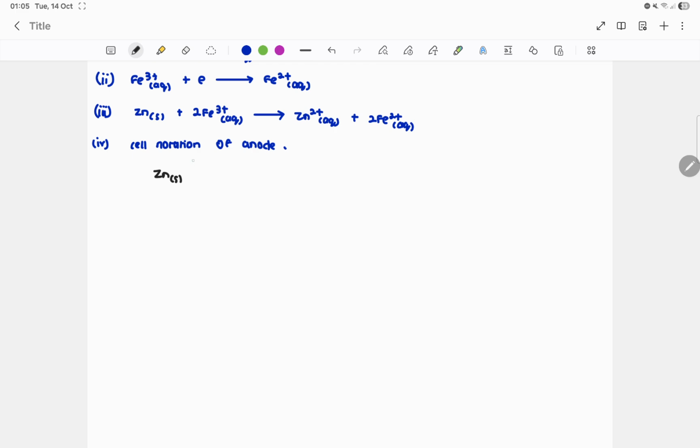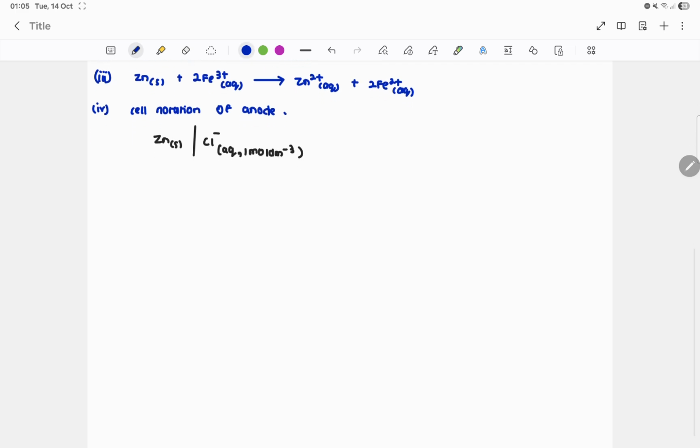Then I separate it with a straight line, and at last we should write the solution, Cl-, but in between there is nothing. So instead of keeping that space, I will just write Cl- here itself, Cl- equals 1 mol dm^-3. Then let's write the cell notation for the cathode.